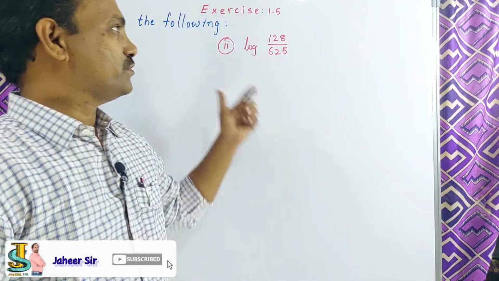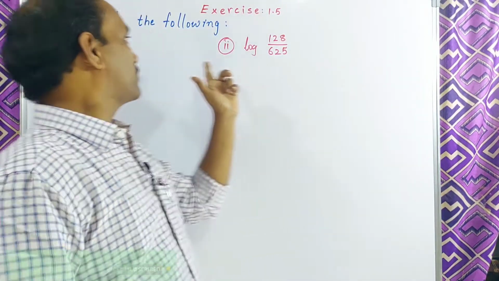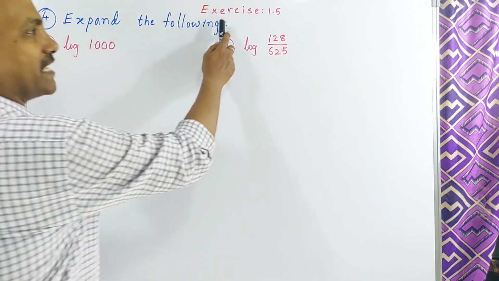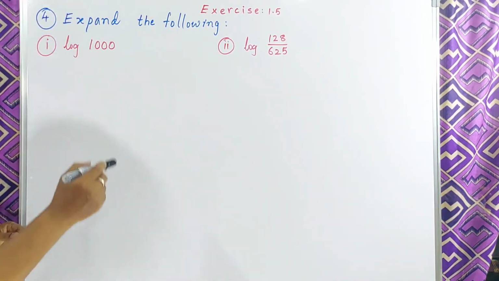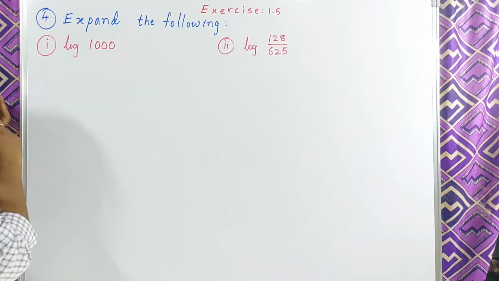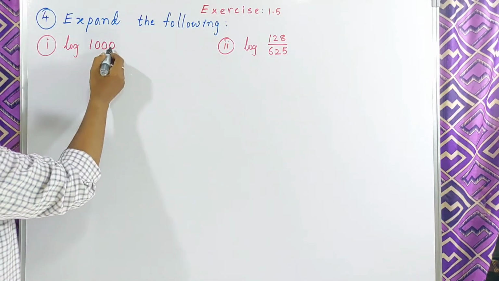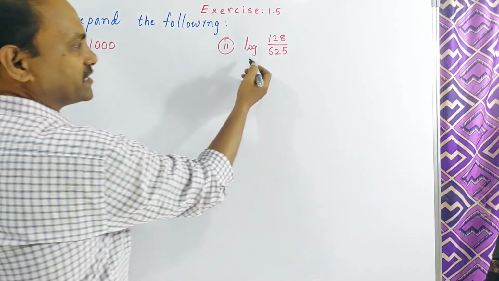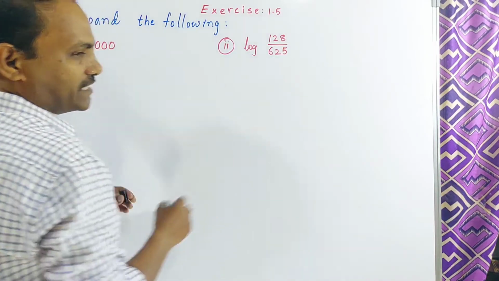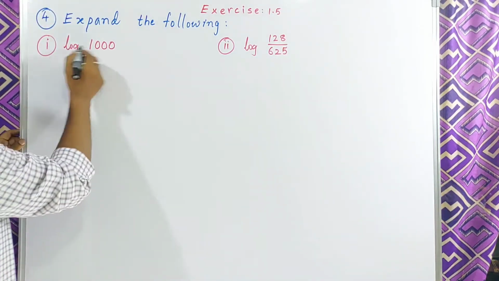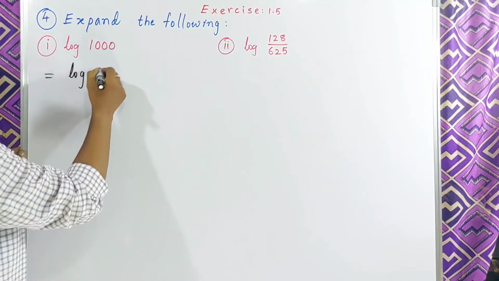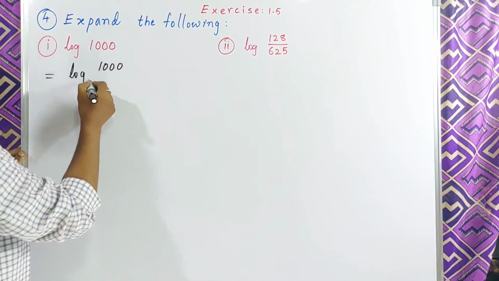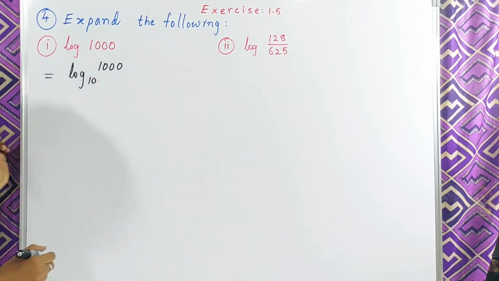Today we are going to solve question number 4 from exercise 1.5, 10th standard, about logarithms. First question, Roman numeral 1, is log 1000, and the second one is log 128 by 625. So first, this one: log 1000. The base is not mentioned, so you can take 10 there.